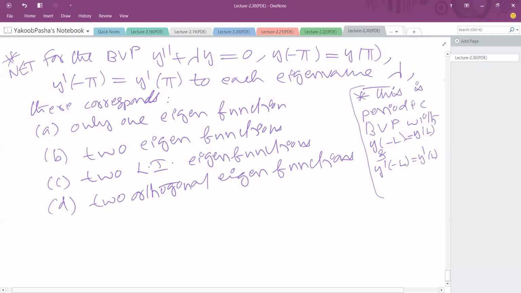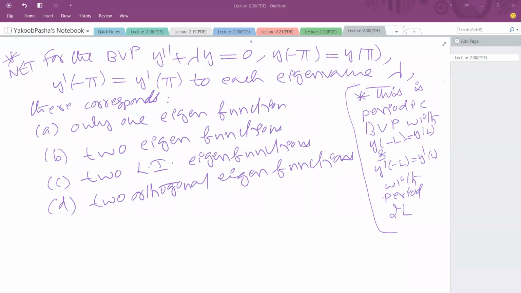This is called periodic boundary value problem with the period 2L. 2L is the period of this boundary value problem. Okay. Now we have to find first eigenvalues, eigenvalues and corresponding eigenfunctions also.